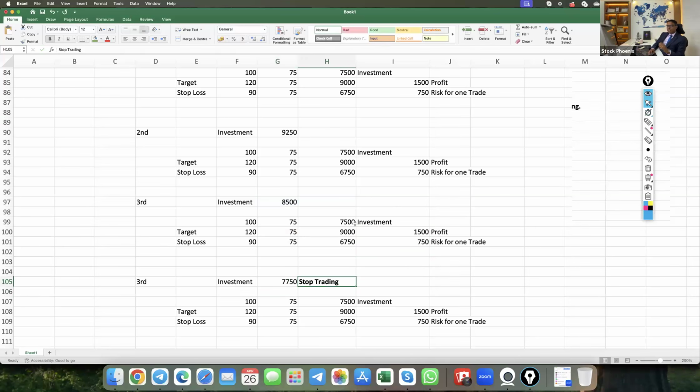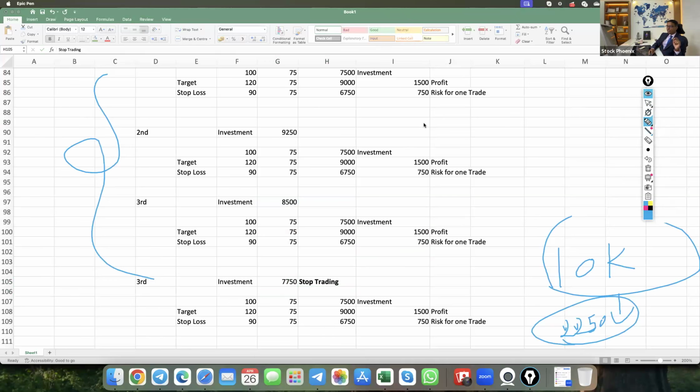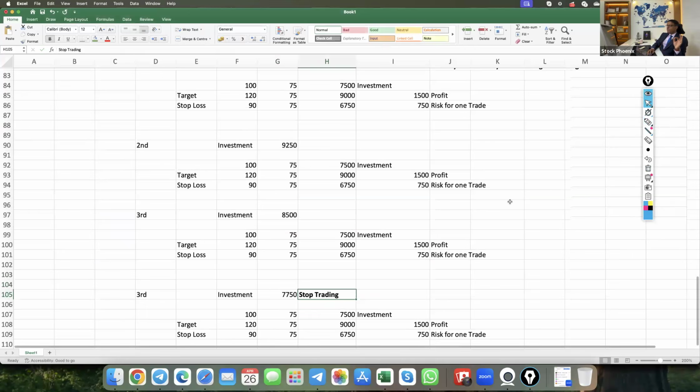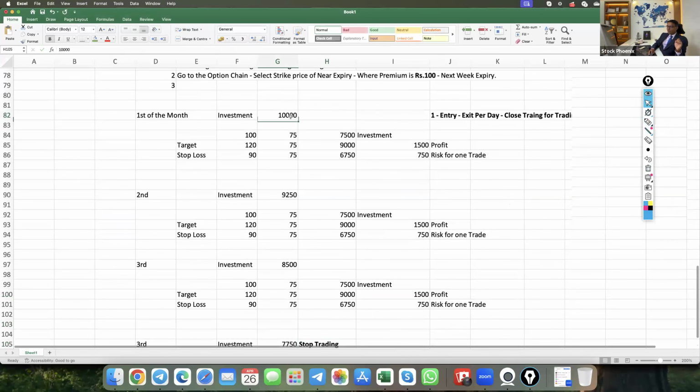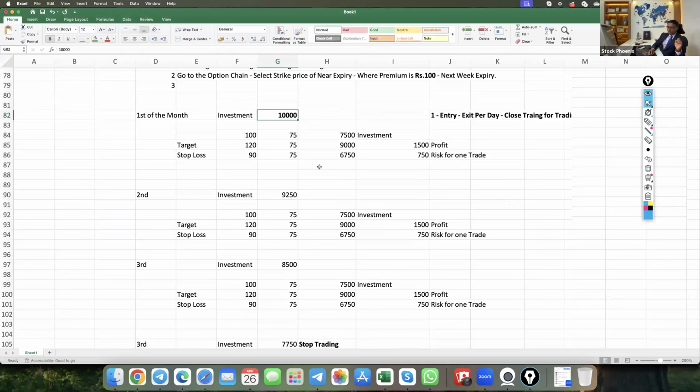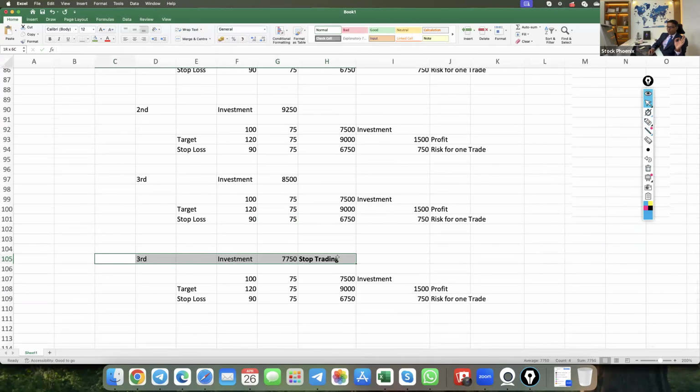Clear? The entire investment you're deploying is only 10,000 rupees in this intraday method, plus the risk is 2,250 rupees for the entire strategy. Try for 4 days of trading. Has everyone understood the logic of investment 10,000 and the risk of 2,250 for the entire trading duration, for the entire strategy?